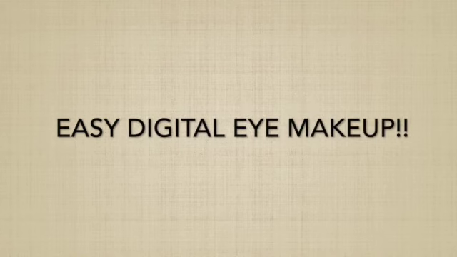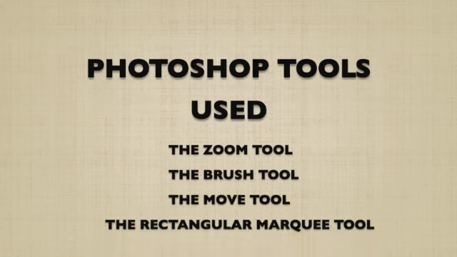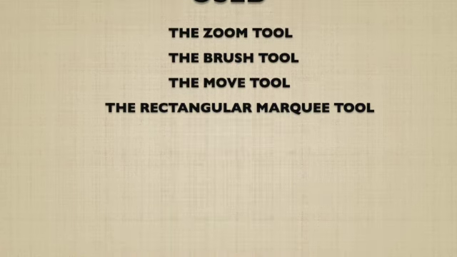This tutorial is about easy digital eye makeup and it is part 2 of the Easy Digital Makeup series. The Photoshop tools used are the Zoom tool, Brush tool, the Move tool, and the Rectangular Marquee tool.